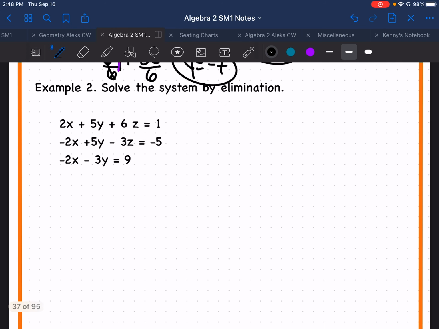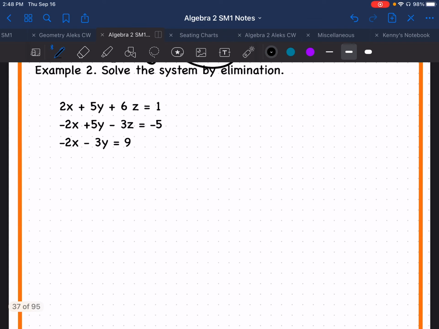All right, let's go ahead and take that same idea now, and let's solve this system by using elimination. So once again, notice it is asking me to use elimination. I'm going to go ahead and label the equations 1, 2, and 3.